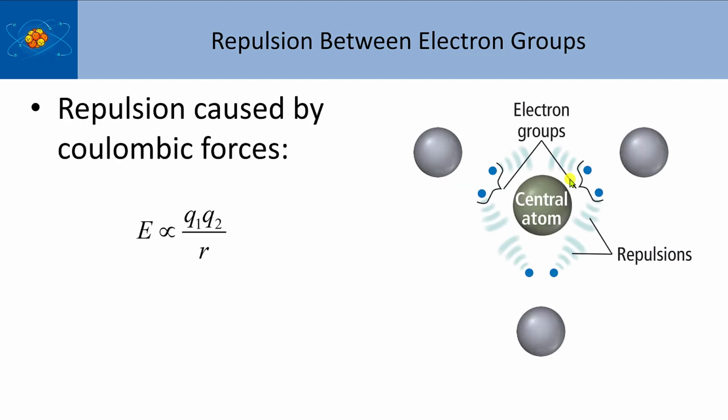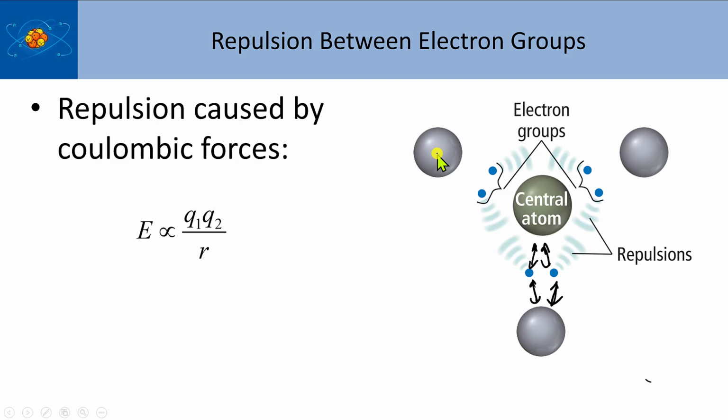VSEPR theory is again based on the ideas of Coulomb's law. Imagine that you have a central atom and it's bonded to other atoms. Remember, there are attractive forces going this way, and that's what we call the chemical bond. So you have these electrons in between the atoms because they're attracted to the atoms, helping to bond to the central atom. But at the same time, because these have like charges, they tend to spread as far apart as possible from each other.